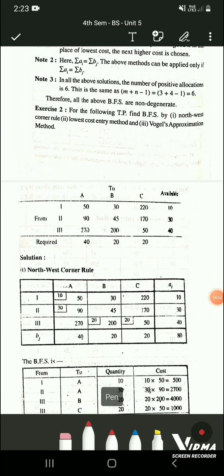Hello students, so today we will again look into the problems of transportation problem wherein we are trying to find out basic feasible solutions by three methods. So the second question on it is, for the following transportation problem, find basic feasible solution by northwest corner rule, low cost entry method, that is matrix minima method, and Vogel's approximation method.